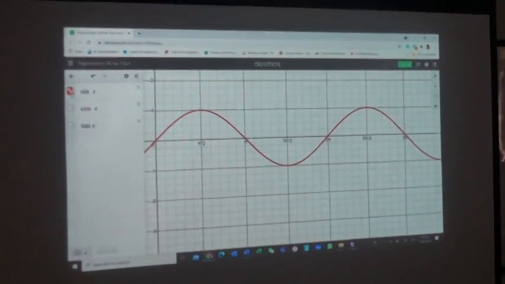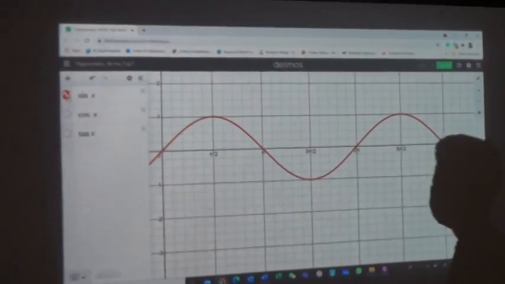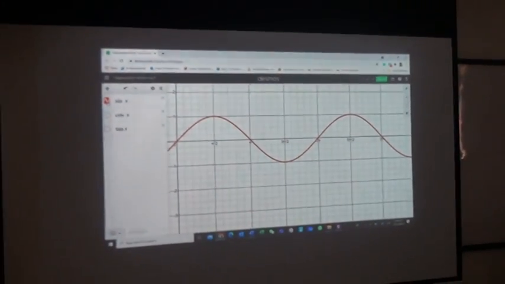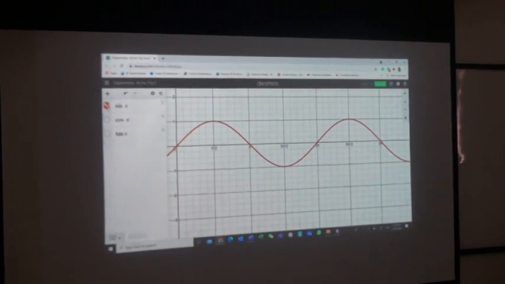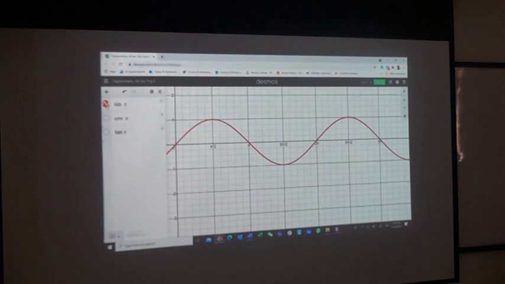So blurry. There's nothing we can do about that, sorry. Right. Okay, so this is it. This is what you have. You can see something else. Instead of 0, 30, 60, what do you notice?